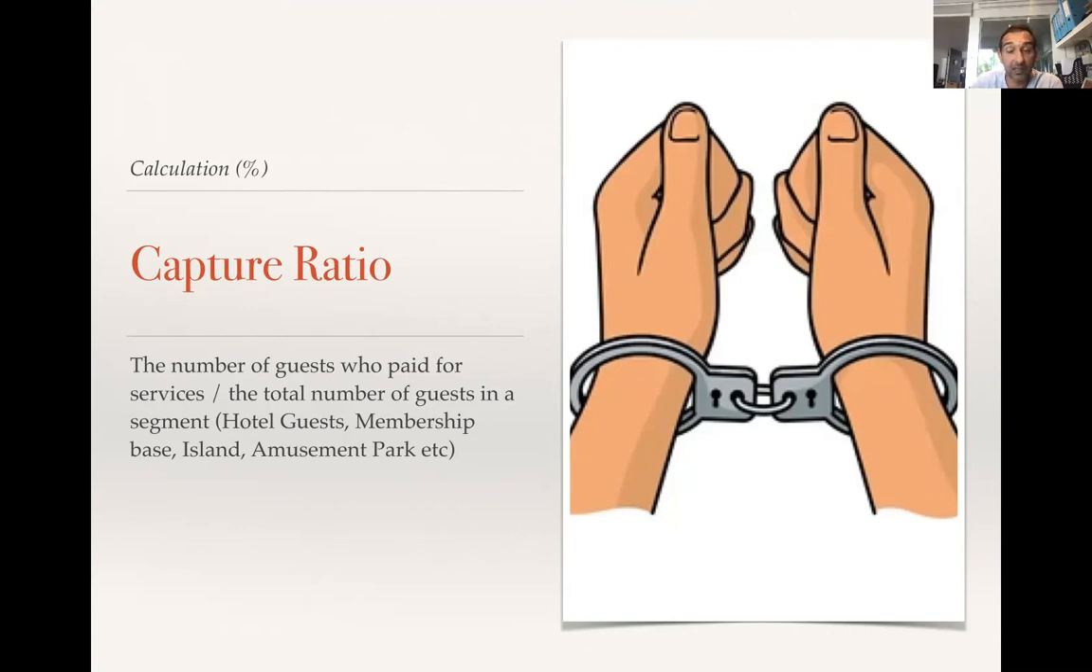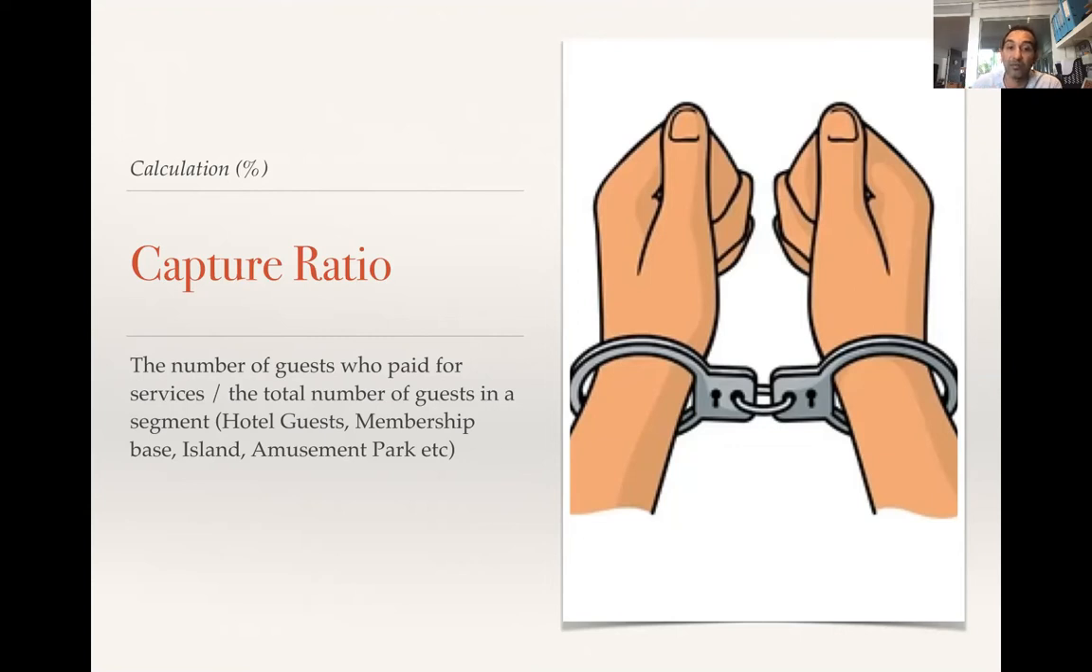What is a segment? An example would be a hotel would be a segment. A membership base could be a segment. An island could be a segment. An amusement park could be a segment. So there are many things that you can classify as a segment. You need to decide what is relevant and meaningful to you.